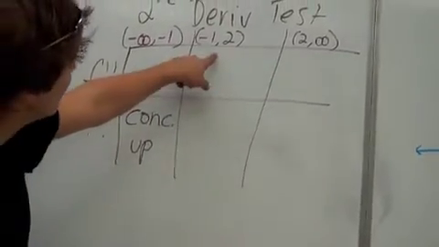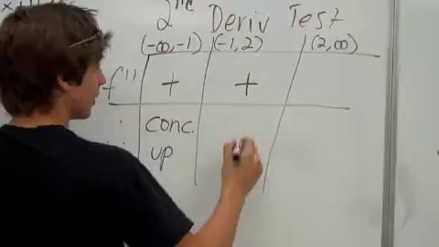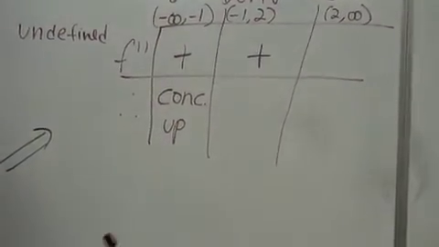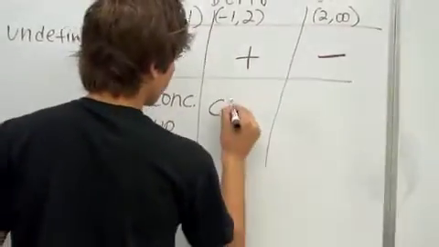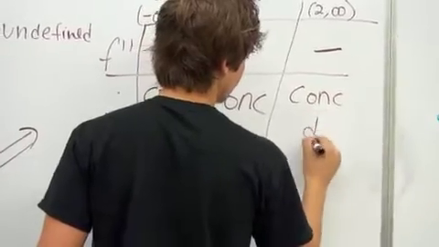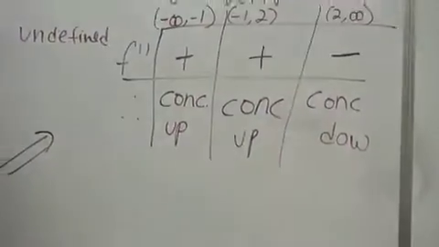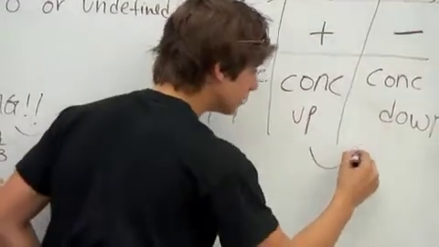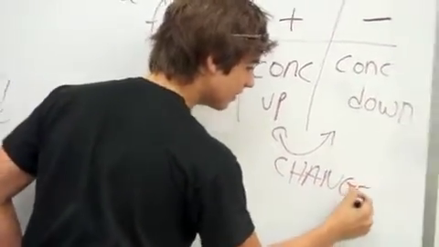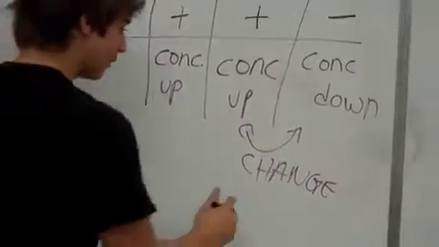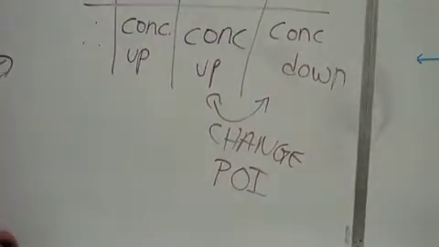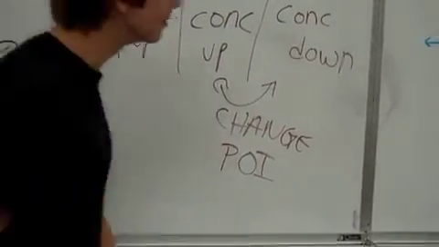When you plug in 0, a positive. And then when you plug in 10 to the second derivative, you're going to get negative. Concave up, concave down. Oh, look at this! There is a change in concavity, which is a POI. It's a point of inflection, the point at which concavity changes.